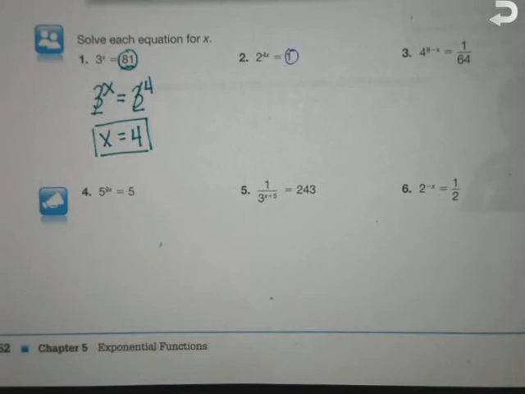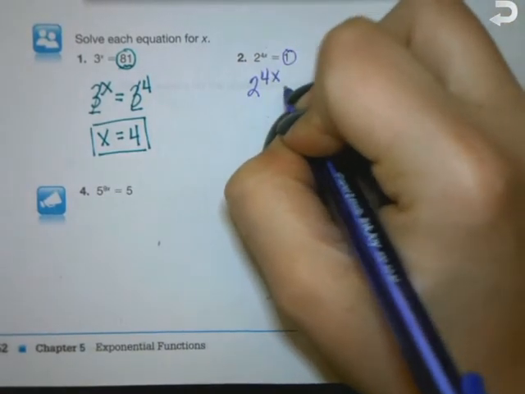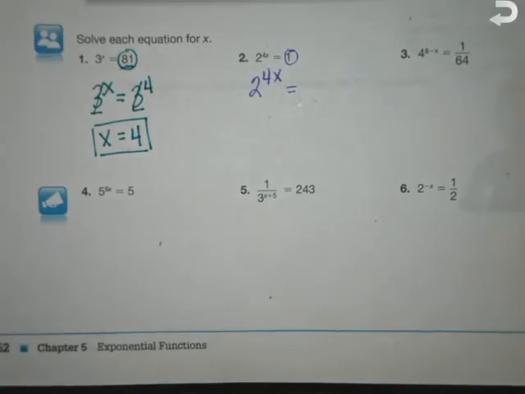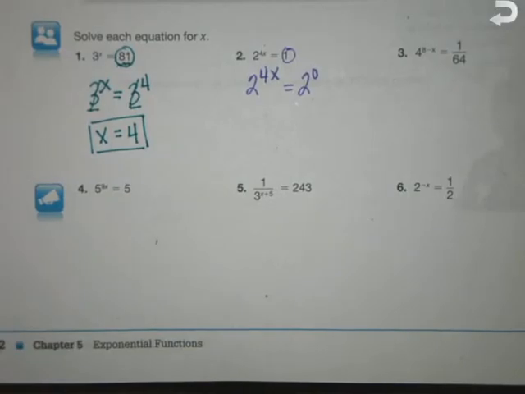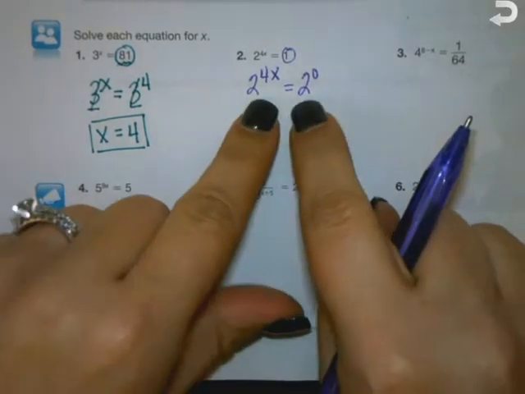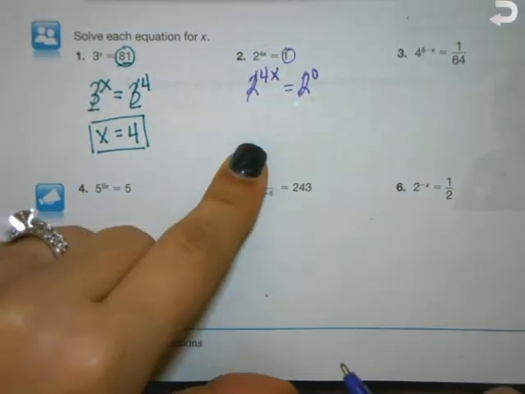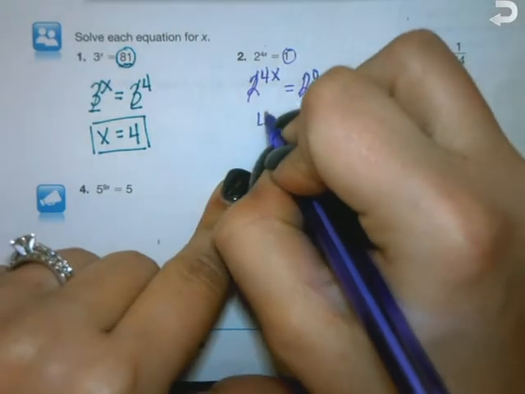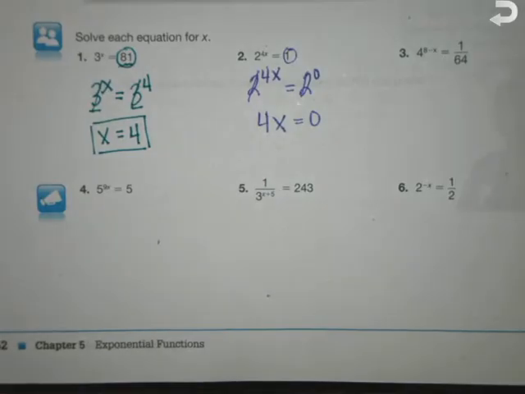0. So do you guys agree that this is the same as 2 to the 4x, that left side didn't change, equals 2 to the 0 power? 2 to the 0 power is 1? Do I have same bases now? Yes. So drop the bases, and we are left with 4x equals 0. So you set the exponents equal to each other. So your steps are you get the same base, drop the bases, solve the exponents.